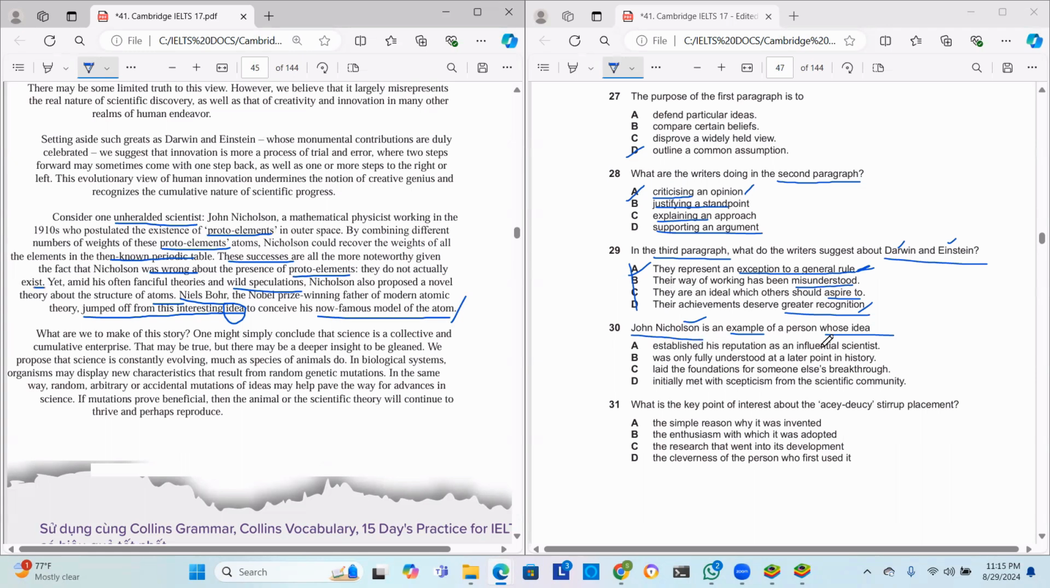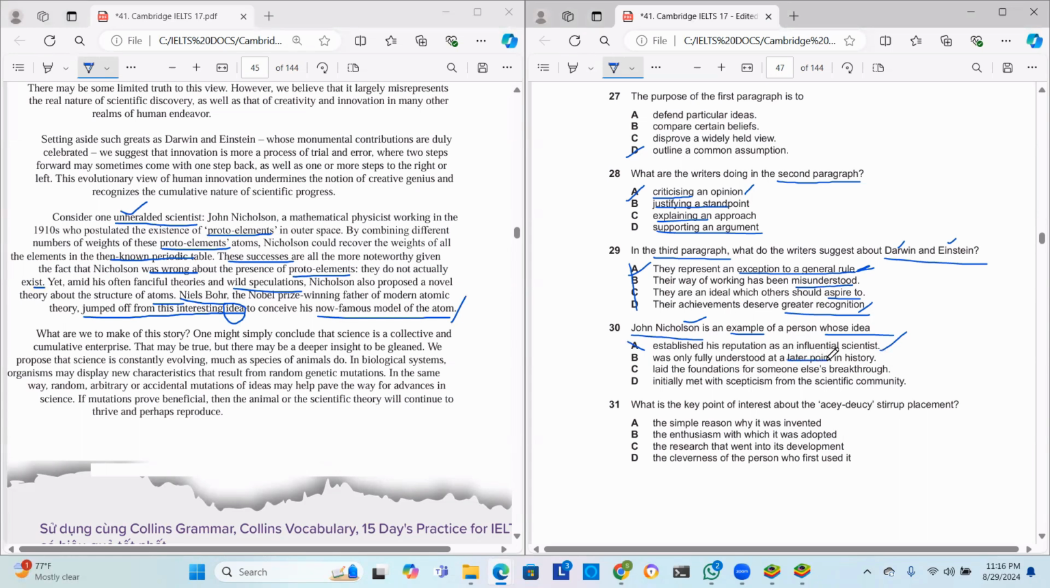Established his reputation as an influential scientist. No, he was not at all an influential scientist. See, here he said unheralded. I told you, right? He means unknown. So yes, he is not influential. A is wrong.